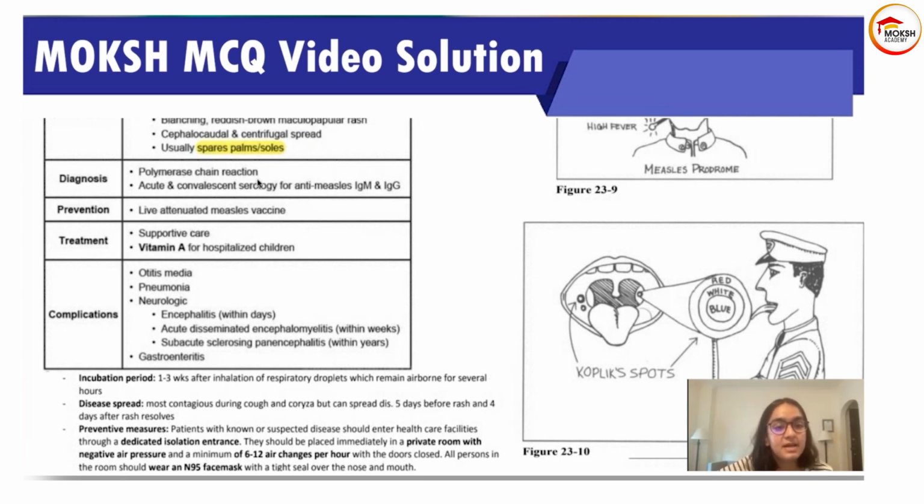Diagnosis is by PCR and serology. Prevention is by vaccination. Treatment is supportive care and vitamin A for hospitalized children. And complications can be otitis media, pneumonia, neurologic, like encephalitis, acute disseminated encephalomyelitis, or the one that most commonly comes up in questions is subacute sclerosing panencephalitis, and gastroenteritis. So these are some of the important things to remember about measles.